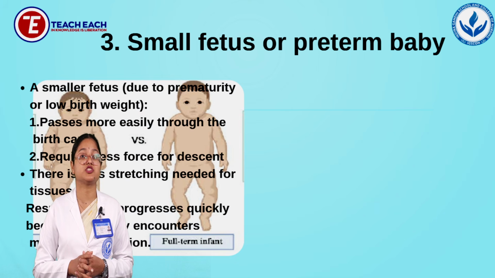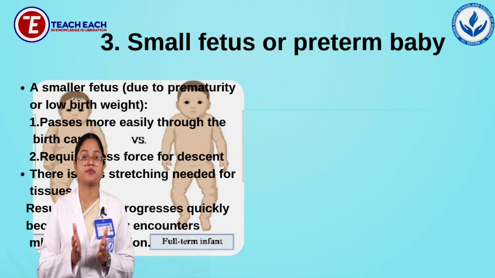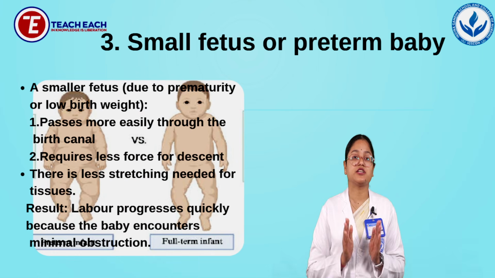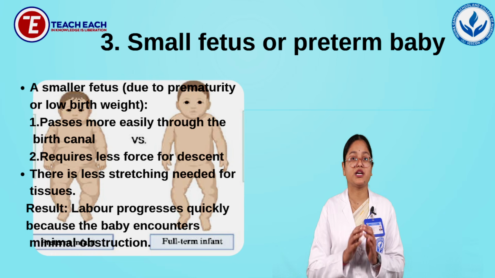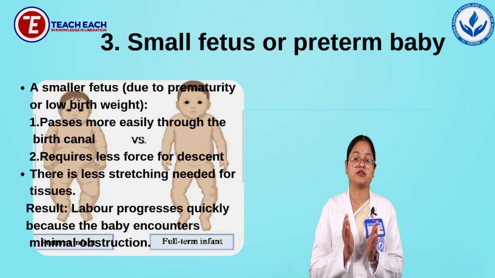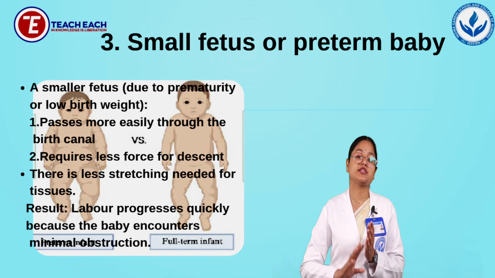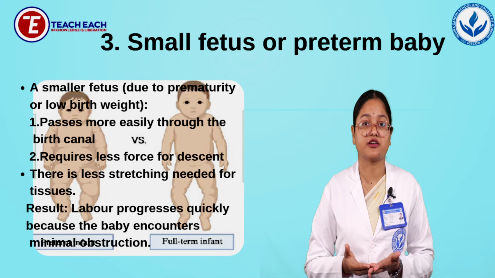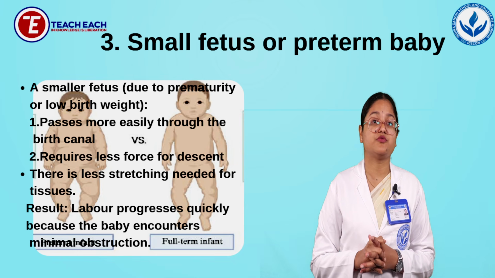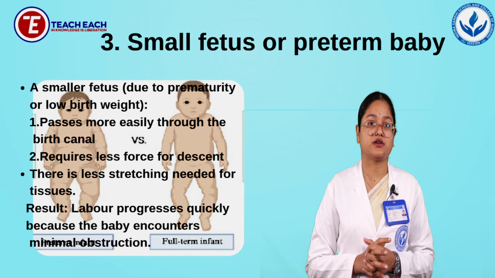It is about a small fetus or preterm baby. Here we can see one baby who is full term, meaning after 9 months and 7 days of delivery, when a fully matured baby is delivered, and one baby who is preterm. A preterm baby will be of small shape and size due to prematurity or low birth weight. Sometimes a baby is delivered at full term but the weight is very low. They come under the category of very low birth weight. The baby passes more easily through the birth canal and requires less force for descent.